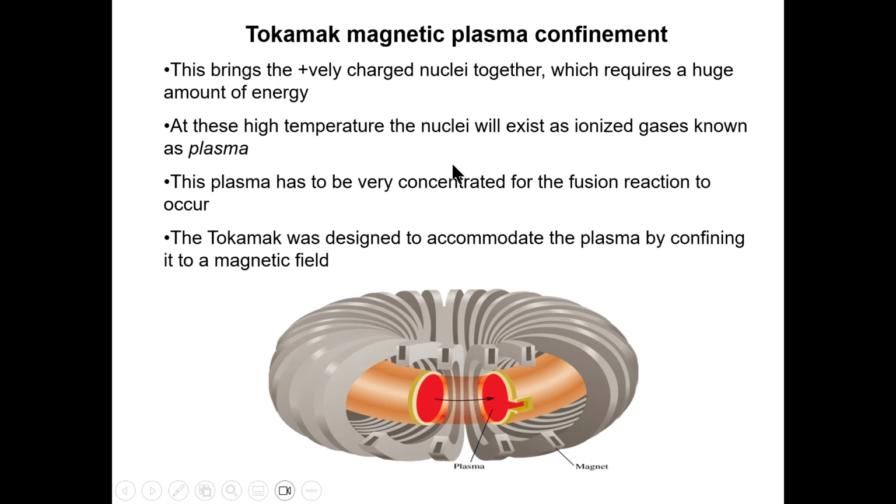So physicists have been working hard at developing techniques and apparatus to achieve this goal. There's one particular instrument known as the tokamak. Basically, this is the diagram which represents it. What it does is maintain the temperature of the nuclei so that they exist as ionized gases, and it also concentrates those particles so that they can react to form products, and therefore more energy is produced.